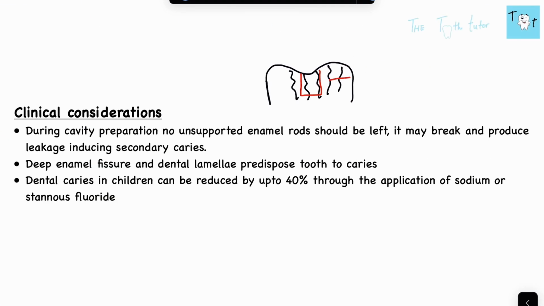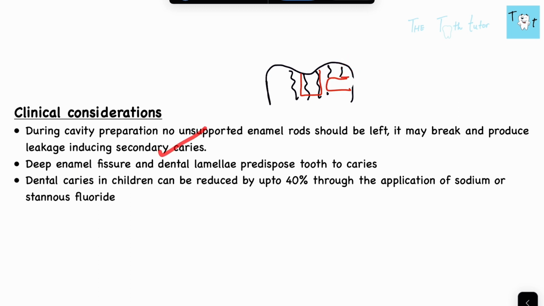If I try to make a cavity like this, then these rods will be left unsupported. Okay, let's say I made a cavity over here. Now these rods over here are left unsupported and they might fracture or produce leakage. Okay, so we have to take care of the direction of the rods and make a cavity accordingly. This might also induce secondary caries because if this breaks down over here, there will be a gap and there will be passage for entry of bacteria.